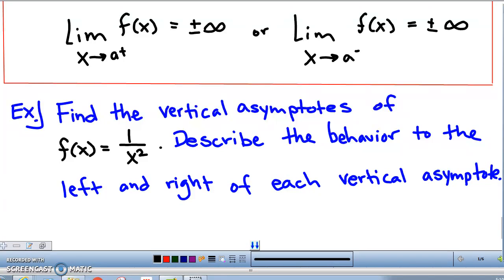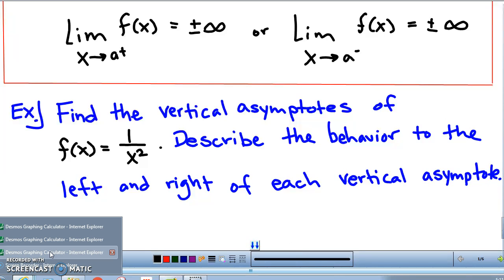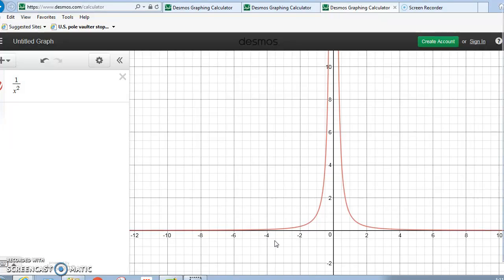Okay, so for example, find the vertical asymptotes of the function 1 over x squared. Describe the behavior to the left and right of each vertical asymptote. Okay, so hopefully by now you guys know that the denominator cannot be 0, x cannot be 0, therefore at x equals 0 you guys have a vertical asymptote. And the graph looks something like that.